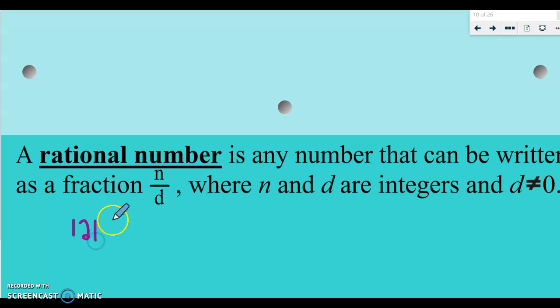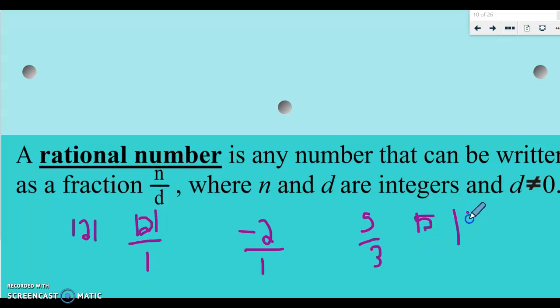So if we look at, like, 121, that's a whole number, but it can be written as a fraction. It can be 121 over 1. You can also have integers written as a fraction. If you have -2, that can be written as -2 over 1. 5 over 3 can also be written as a fraction. You can have 1.5, which is a decimal, that can be written as a fraction as 1 1/2. So there's a lot of different numbers that can be written as a fraction that are considered rational numbers, and these can be positive and negative numbers.